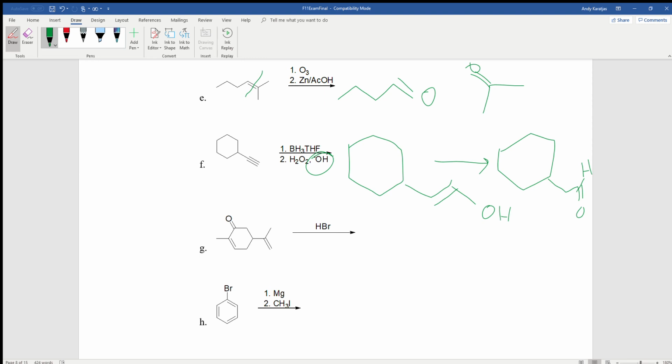HBr, on the other hand, adds in a Markovnikov fashion. And it adds to alkenes, but not to other double bonds, so this carbon-oxygen double bond will remain untouched. In a Markovnikov addition, the hydrogen goes to the less substituted carbon, the other group goes to the more substituted carbon, and we can repeat that process for both alkenes.